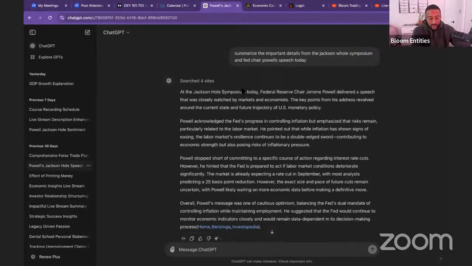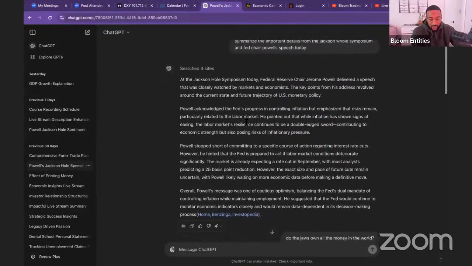We started this research a couple of days ago, and here getting back into it. At the Jackson Hole Symposium, and again, this was over a week ago now, Federal Reserve Chair Jerome Powell delivered a speech that was closely watched by markets and economists. The key points from his address revolved around the current state and future trajectory of U.S. monetary policy, which I was just touching on there a bit.